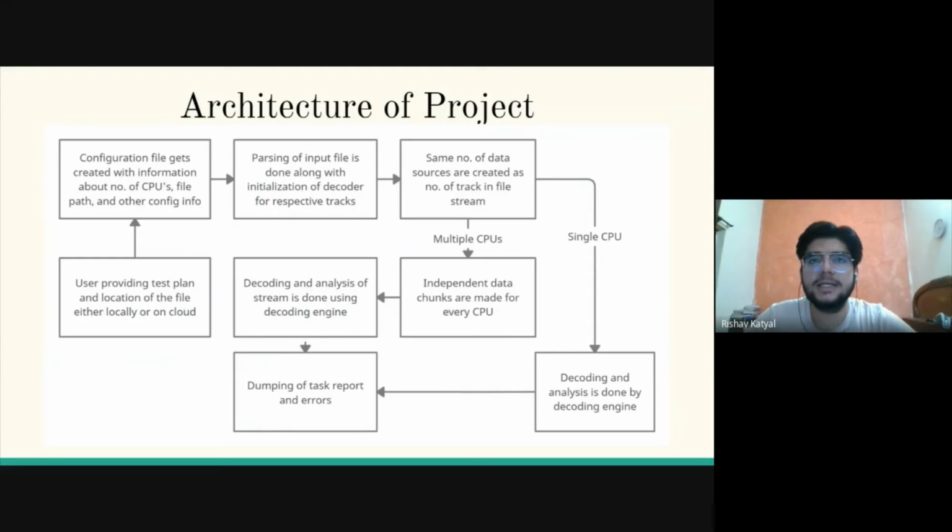For example, if a media file contains around 10 tracks, then we have to create around 10 data sources, one for each track. After that, it depends on whether we are processing our application using a single CPU or multiple CPUs. In single CPU, we simply process all the data, do decoding and analysis of the stream, and then dump the task report. In a multi-CPU, multi-core system, we divide the data into independent chunks, which we provide to every core, and then we decode and analyze the stream, decoding index is done, and after that we dump the task report.